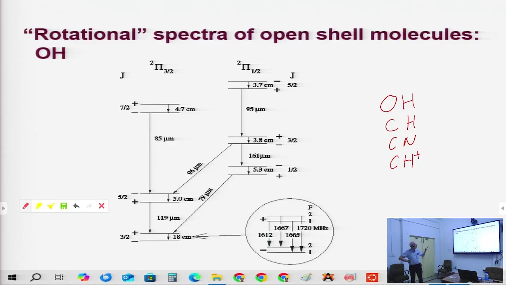They can couple together to give you a J for the electronic angular momentum, which actually is not called J. It's a projection of J on the axis. It's called lambda, 3 halves and 1 half. So you effectively get 2 different electronic states, not split by very much.